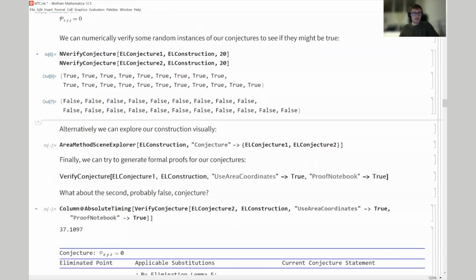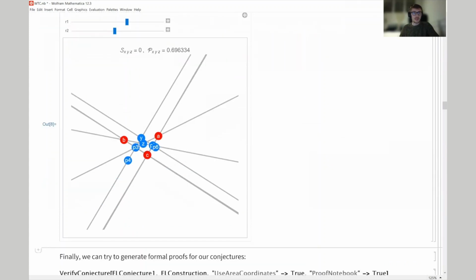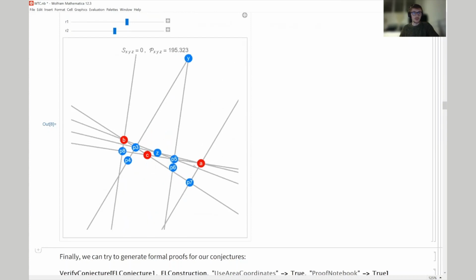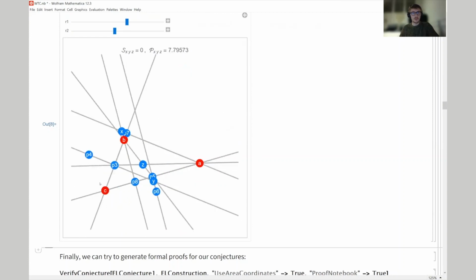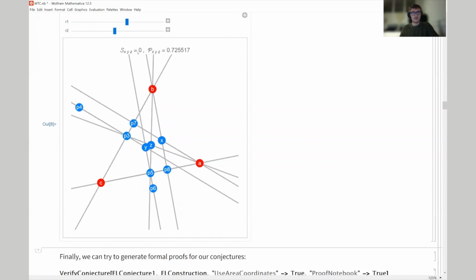We can also explore these constructions and conjectures visually. So this area method scene explorer function generates an interactive version of the scene, where the points in red are the free points, the unconstrained points, which we can move, and the remaining points we cannot move because they depend on the position of the points A, B, C. And in the top here, we see that x, y, and z are in fact collinear. This is how collinearity is expressed in terms of area method functions. And the lines through x and y and z are not perpendicular.